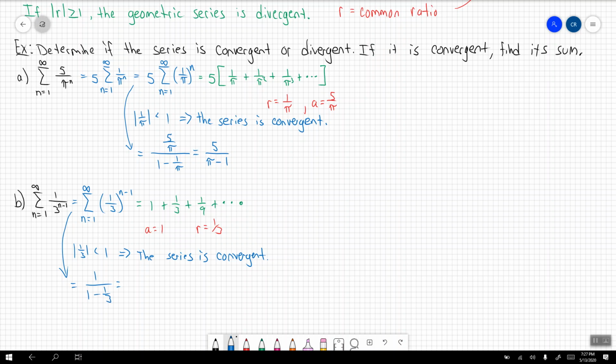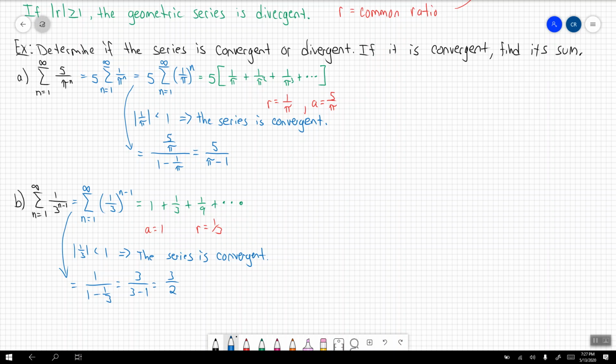So at the end of the day, we multiply both numerator and denominator by 3. So this is going to be 3 divided by 3 minus 1, my apologies, which is then just 3/2. So in other words, this series does converge, and that convergent number is going to be 3/2.